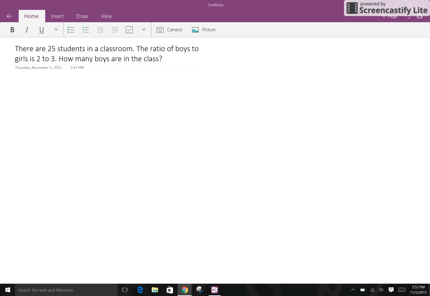For Homelink 2-10, students are required to use tape diagrams to try to solve ratios. This is brand new to some students, and so they might have some trouble with it. So let's look at this first problem.